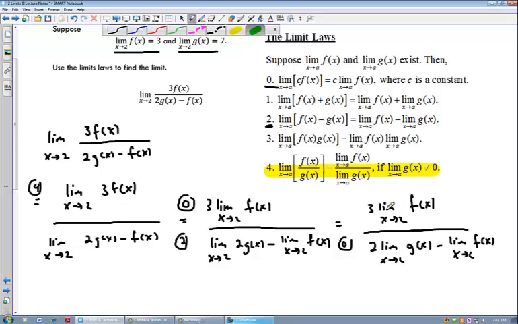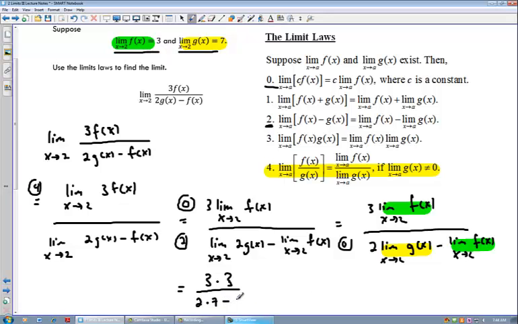So here's f of x, here's f of x, right? So the limit as x goes to 2 of f of x is 3. And of course, for g of x, we know this limit is 7. So we plug in a 7 right there. So let's just plug in the numbers. We'll be basically done here. So this equals 3 times 3, because that's what the limit is there, divided by 2 times 7, because that's what the limit of g is, and then minus a 3. And so this is equal to 9.